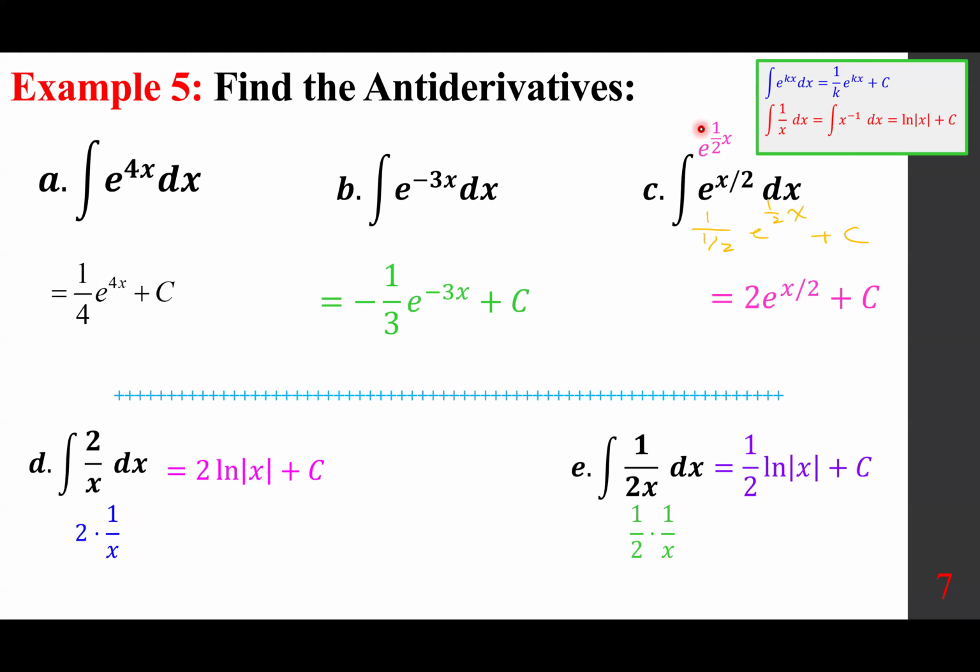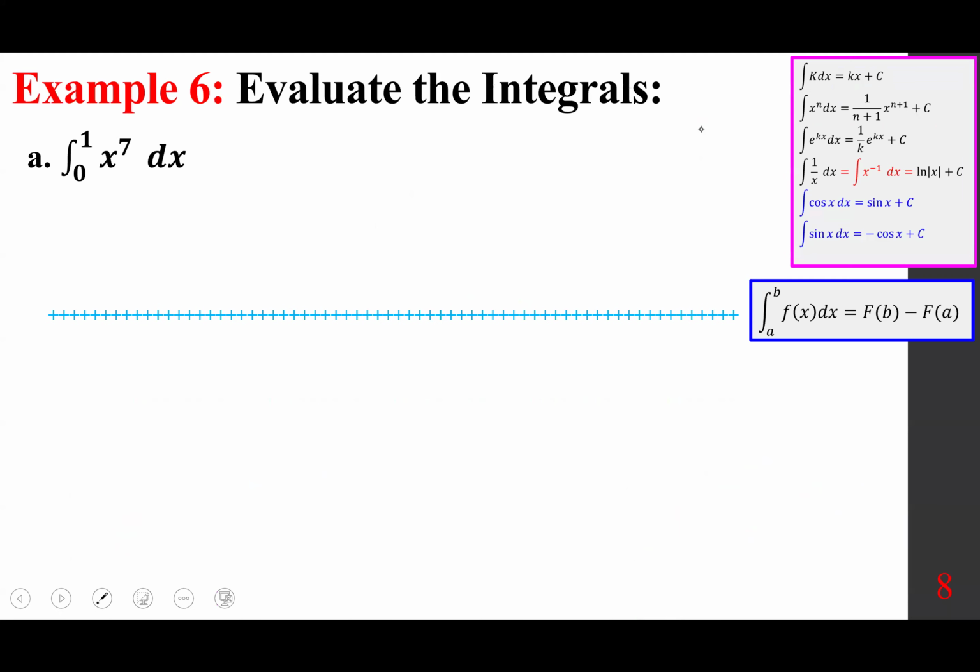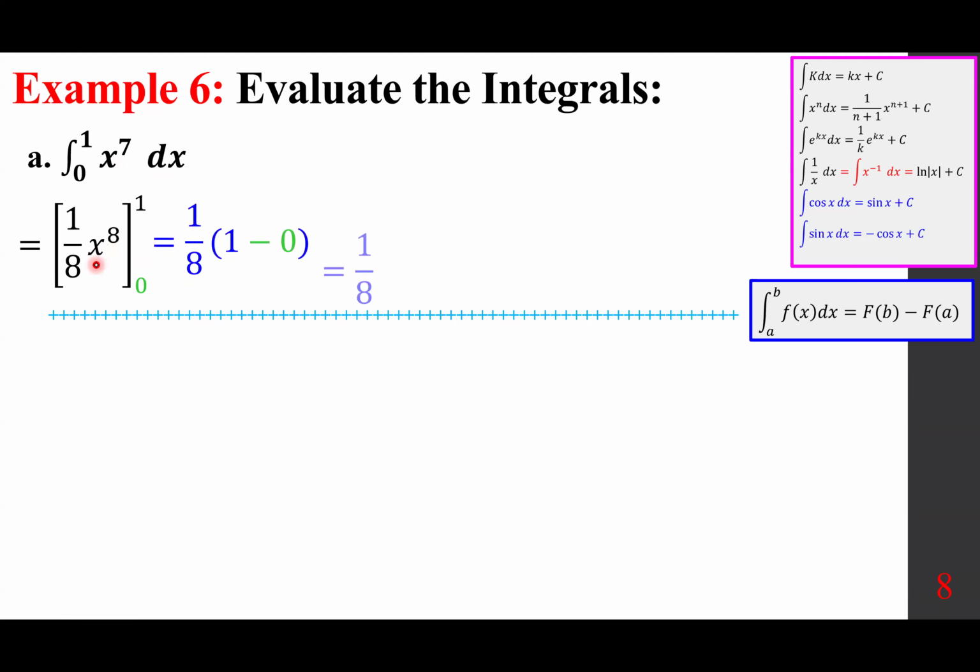what is it that we are dealing with? We want to evaluate the integrals. We are dealing with the definite integral, and to find the definite integral, we don't need the constant. We come up with the antiderivative, which is 1 over 8 x to the power of 8. And we plug in 1 gives us 1, 0 gives us 0, and we get 1 over 8.